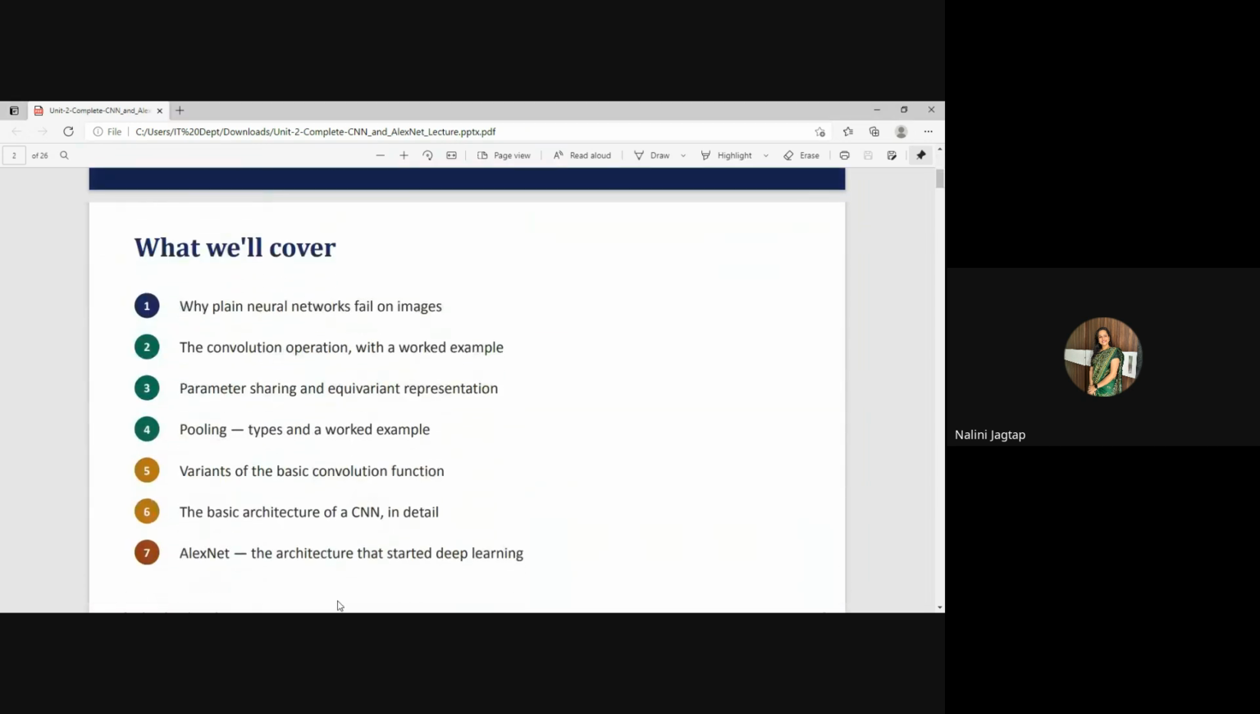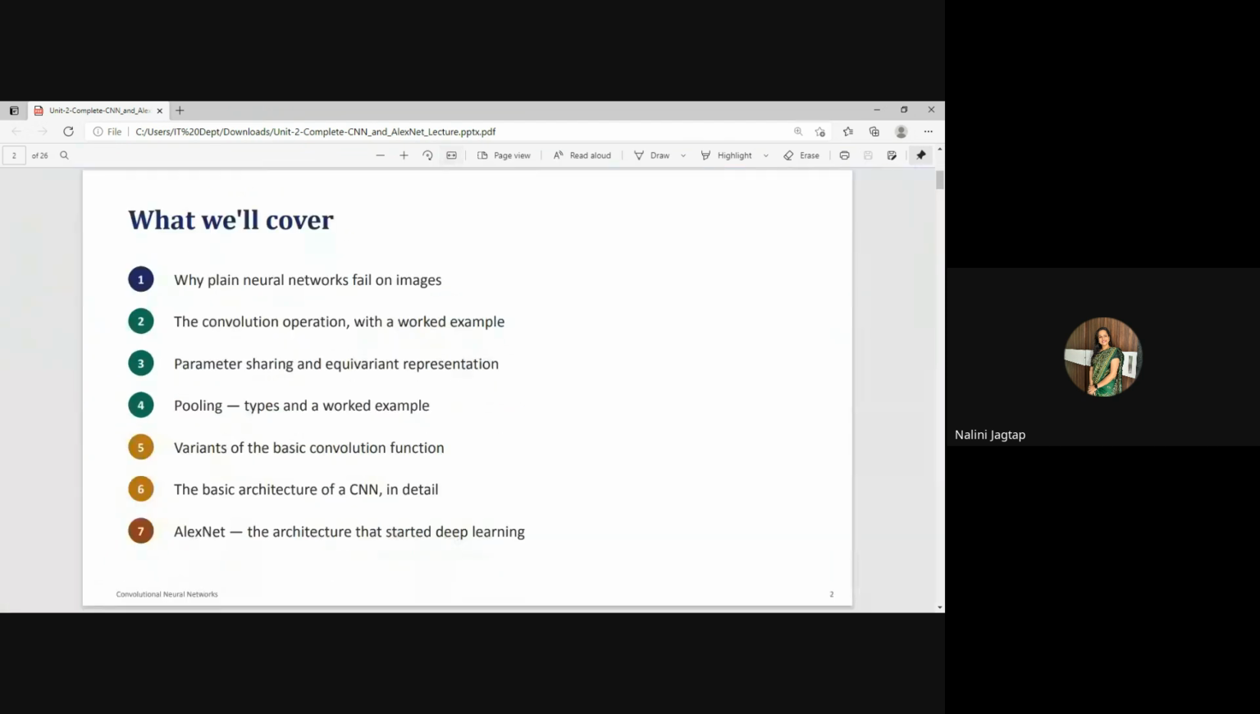We'll see the agenda. We will be covering the problem of why plain neural networks fail on images, and then the convolution operation with a worked example, then parameter sharing and equivariant representation. We have pooling, its types and a worked example, then the variants of the basic convolution function, the basic architecture of CNN, and then AlexNet, the architecture that started deep learning. So this was all about the agenda of Unit 2.